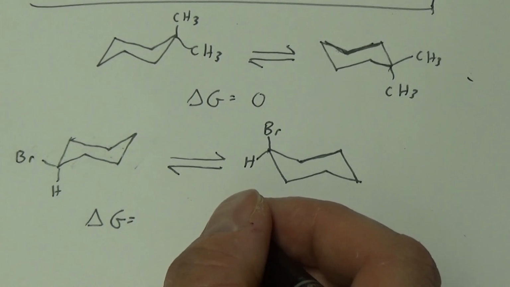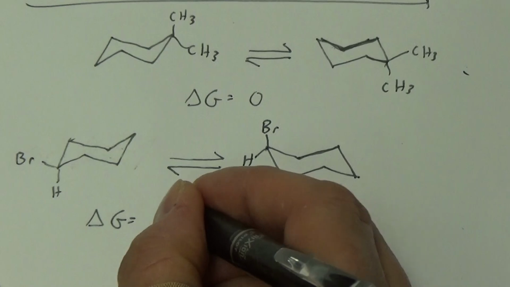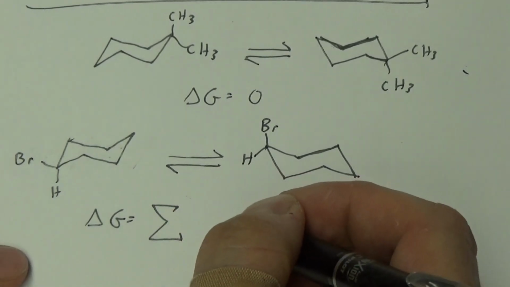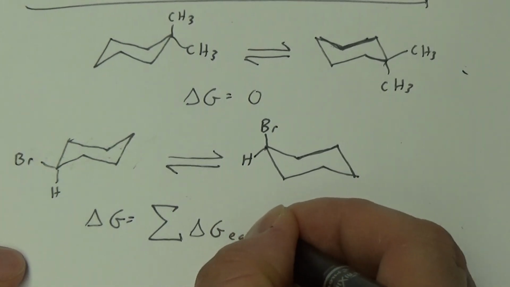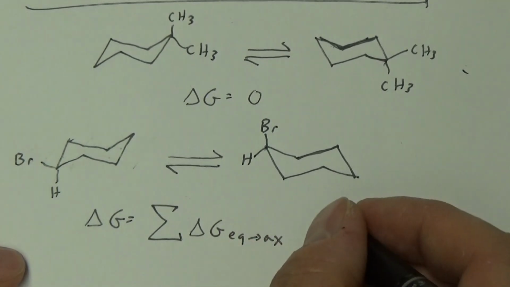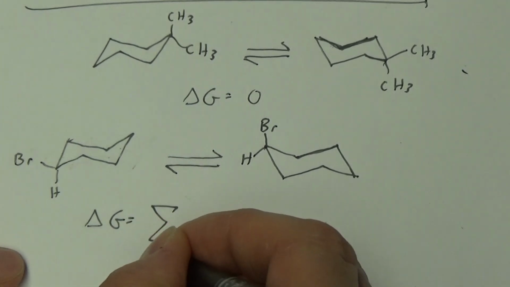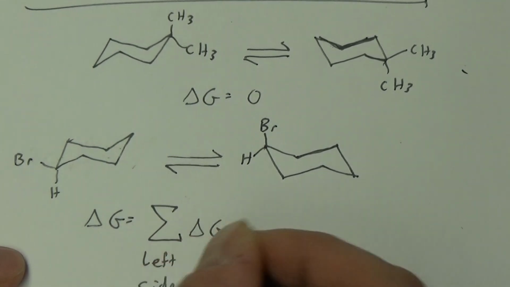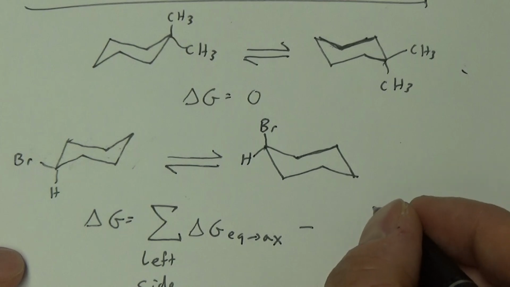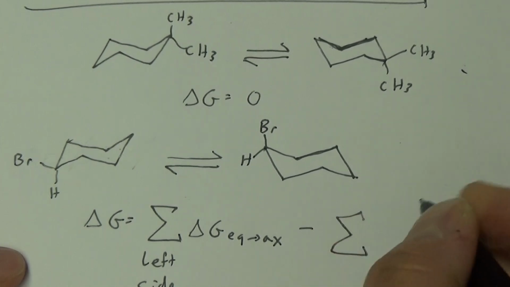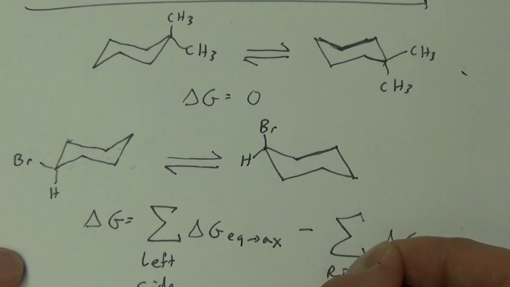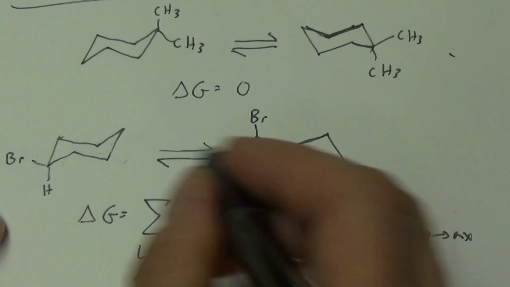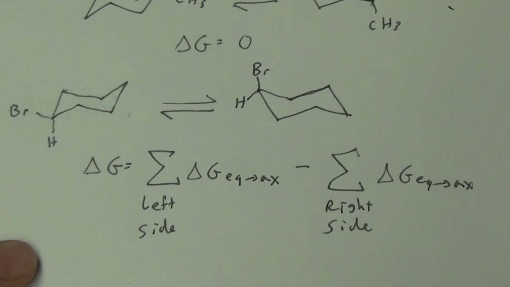Okay. Delta G is going to be the sum of delta G equatorial to axial. Sounds scary, but just bear with me. And left side minus the sum of delta G equatorial axial on the right side. Okay, so let's do this.